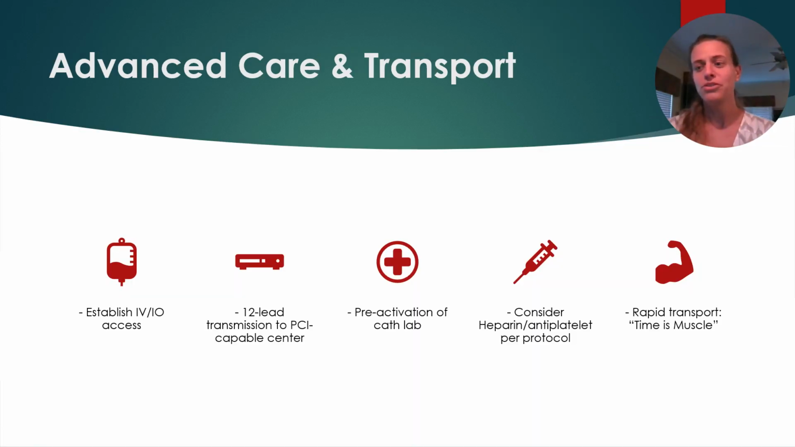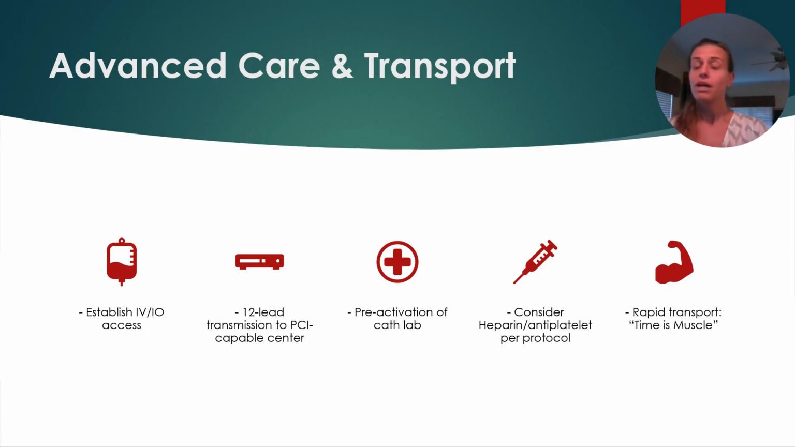So now we move to our more advanced look at our care and transport. So we're going to want to have IV access, okay? This is particularly important if they start to go hypotensive. Even before you give nitro, you want to have IV access, IO, if you can't get it intravenously, okay?